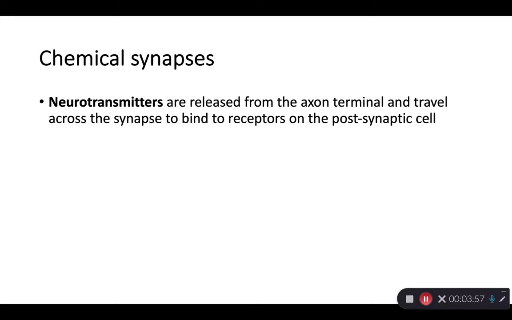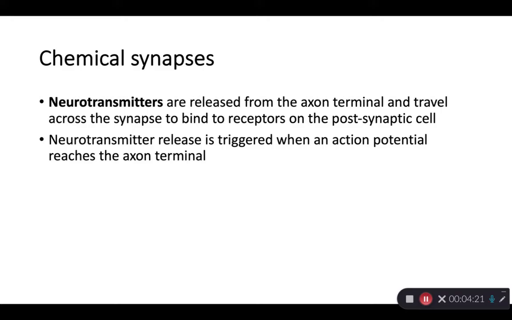So the neurotransmitters are going to be paracrine signals. Hopefully you remember from when we talked about the endocrine system, a paracrine signal is going to be released from a cell, in this case a neuron, travels a short distance, and then acts on receptors on a target cell. So in this case, the neurotransmitter will be released from the axon terminal of the presynaptic cell, travel across the synaptic cleft, and bind to receptors on the postsynaptic cell.